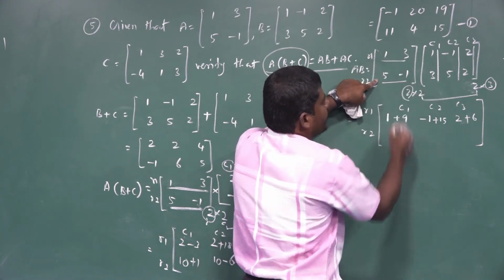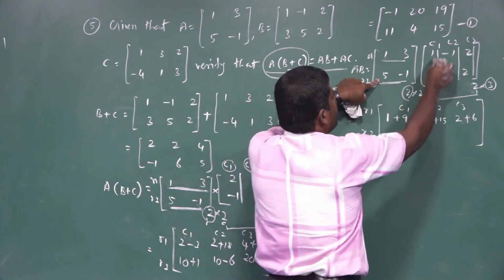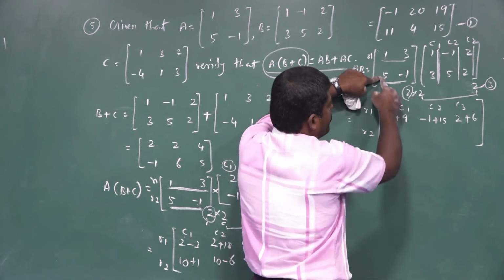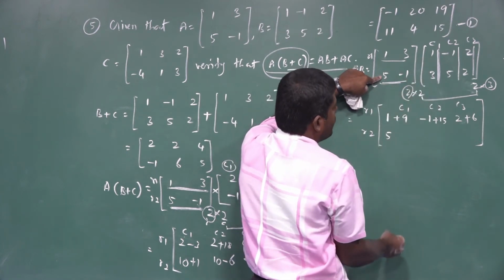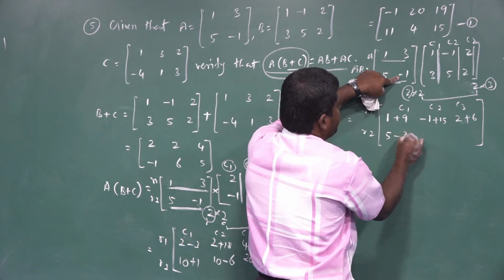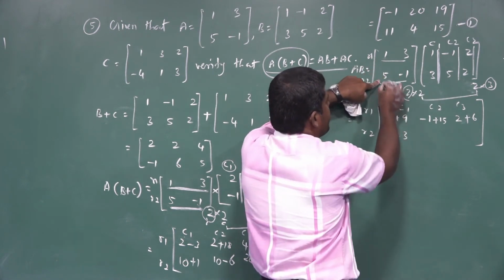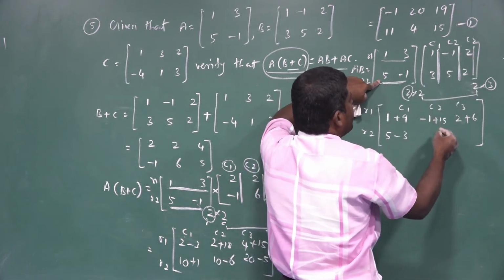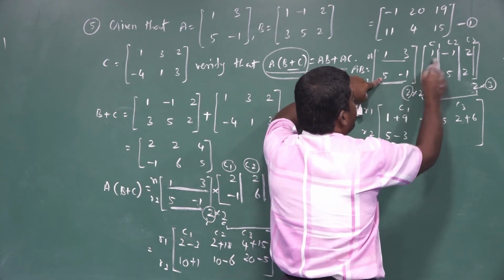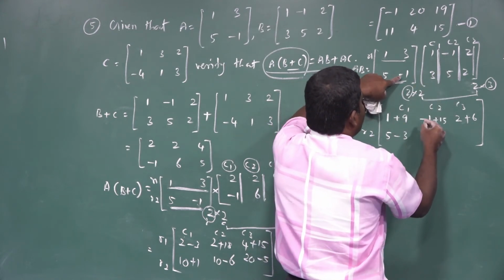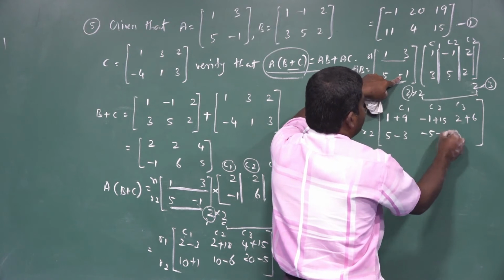Next you take the second row. Understand? Second row, first column you multiply. So 5 ones are 5. Next minus 1 into 3, minus 3. Next, same second row, second column you multiply. Write your answer in the second column. 5 multiplied by minus 1, minus 5. Minus 1 multiplied by 5, minus 5.